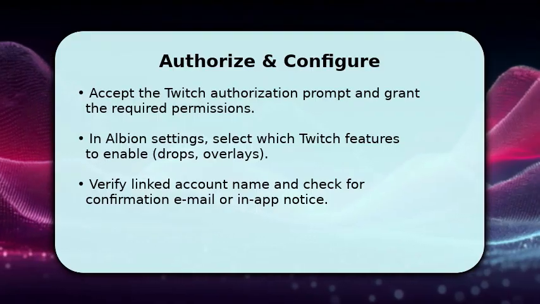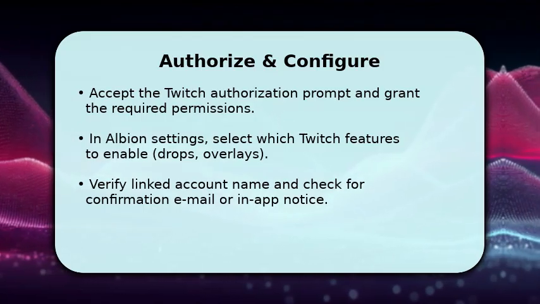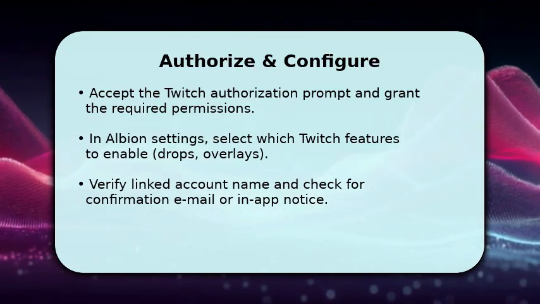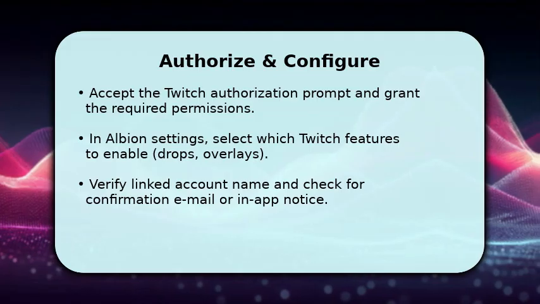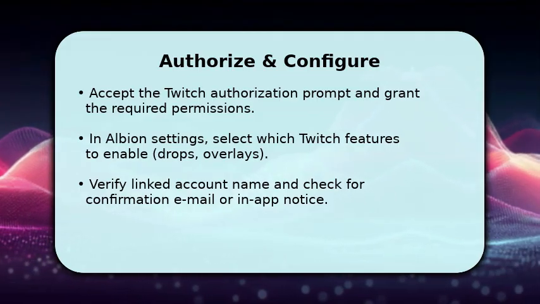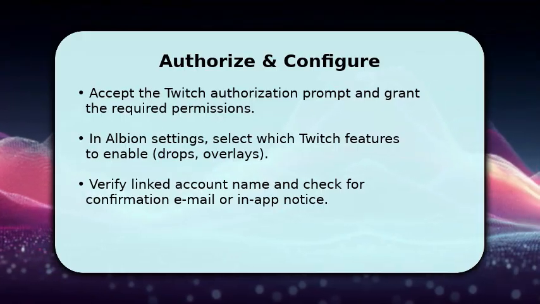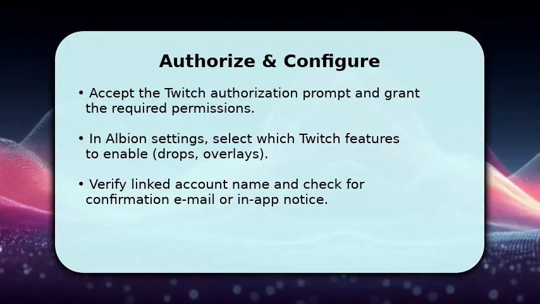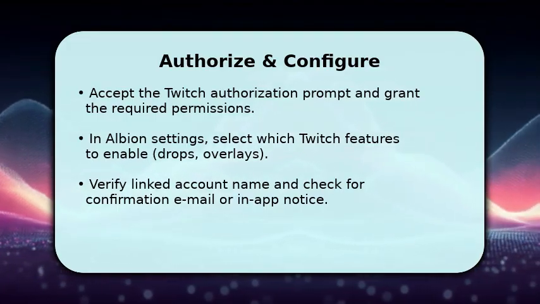Once authorized, return to Albion settings and choose which Twitch features you want active, such as drops or stream overlays, because this determines data flow and event triggers. After configuring, verify that the linked Twitch username shown in Albion matches the one you use for streaming. Mismatches cause issues. If the UI shows a pending state, wait a minute and refresh. The linkage often finalizes after the OAuth handshake.